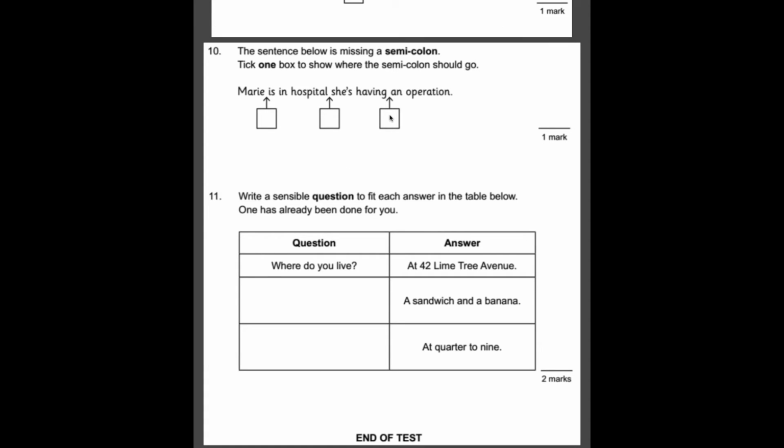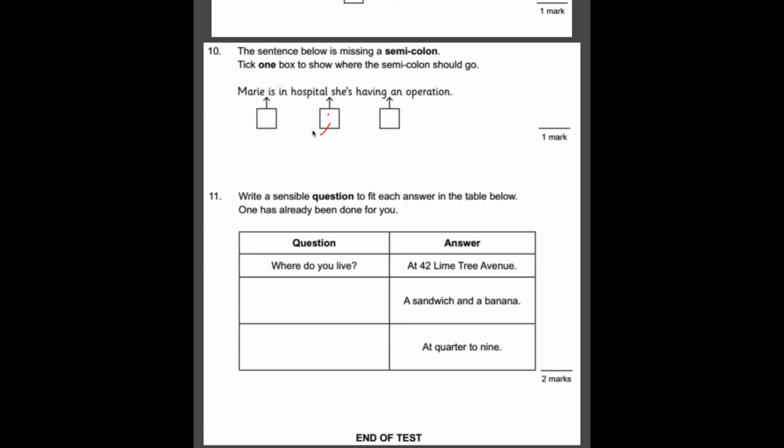Number 10, the sentence below is missing a semicolon. Tick one box to show where it should go. A semicolon is really useful at joining two main clauses together. And what I mean by main clause is it could effectively be a sentence by itself. It makes sense by itself. So having a look here then, Maria's in hospital, she's having an operation. If we were to separate that, we could have two full sentences from that. Maria's in hospital. That would be our first sentence. And the second one would be, she's having an operation. So if we put a semicolon in between those two, we don't have to start a new sentence. We can just extend the first sentence to create a longer one. So it would go in the middle here.